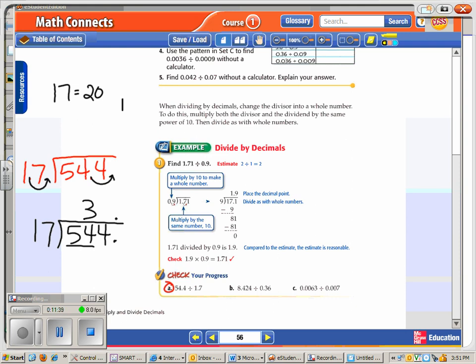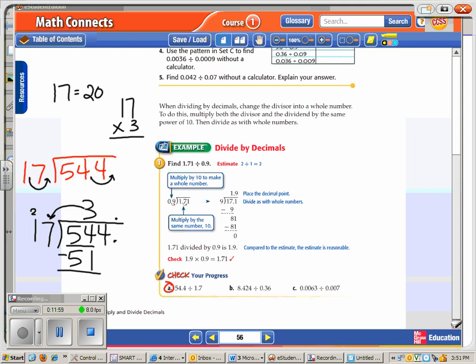Sometimes kids off to the side will do 17 times 3, or what they'll do is they'll take 3 times 7 is 21, put the 1 down, carry the 2 right here. 3 times 1 is 3 plus 2 more is 5, and that's just enough. But that estimation kind of gets you around.